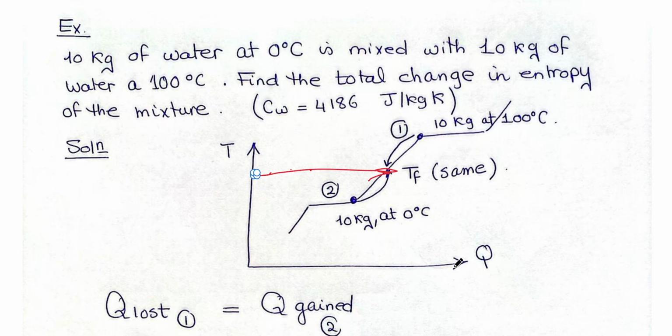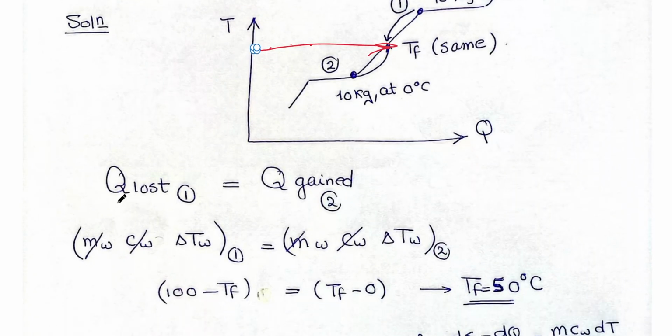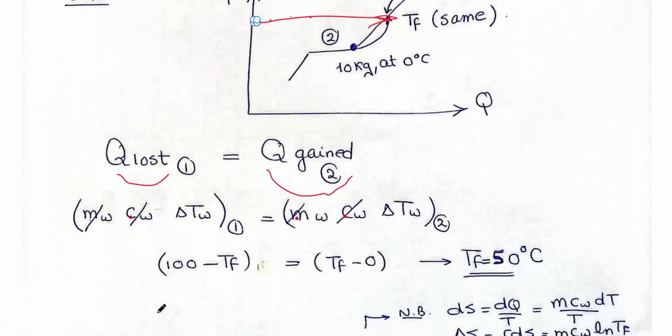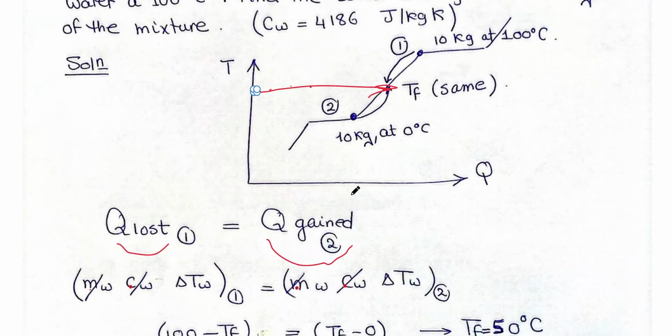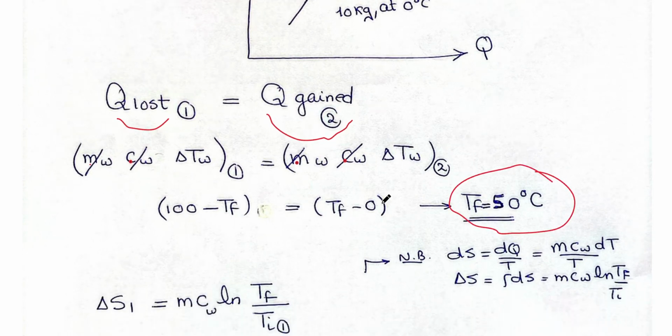The first step is to find this T final. So it is a heat exchange problem. Q lost by the first amount of water equals the Q gained by the second amount of water. m water C water delta T equals m water C water delta T. The same mass, so it cancels. Water and water, so C water and C water cancel. Delta T for the first amount of water: it was at 100 degrees and now reaches T final, so it is 100 minus T final. But the second amount was at 0 degrees and will reach T final, so it is T final minus 0. After substituting, T final equals 50 degrees.